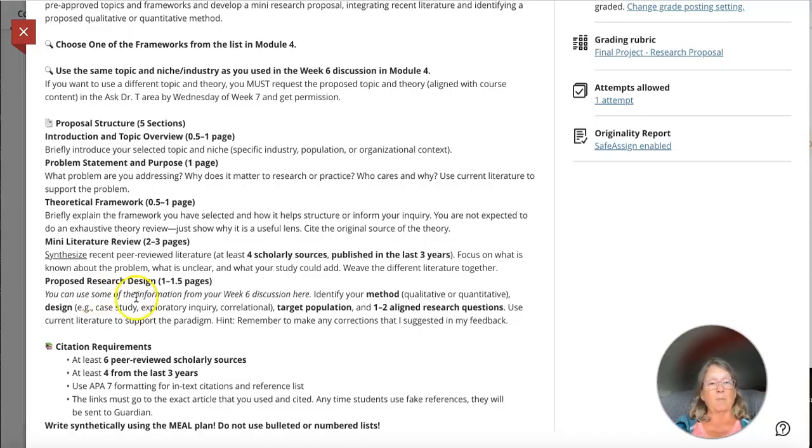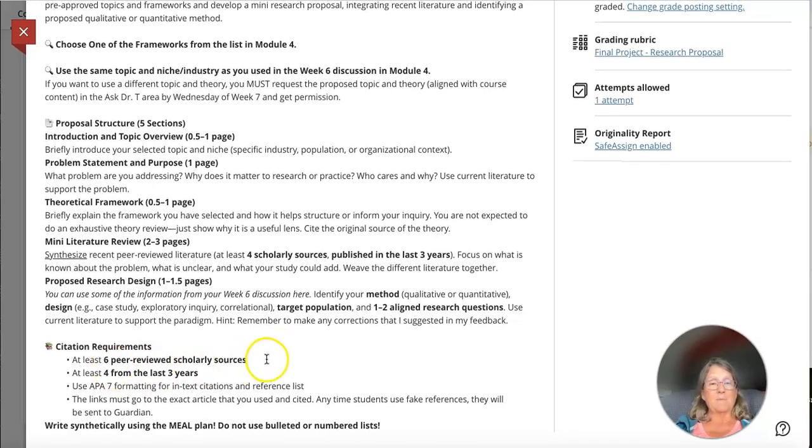The last section of your paper is the proposed research design, and this is where you can use some of the information from your week 6 discussion. Identify your method, whether it's quantitative or qualitative, and your design. Are you planning a case study, correlational design? Talk about your target population. Include 1 or 2 aligned research questions. Use current literature to support the paradigm. I encourage you to apply any suggested corrections that I made to your week 6 discussion before you use that information in this section of your paper.